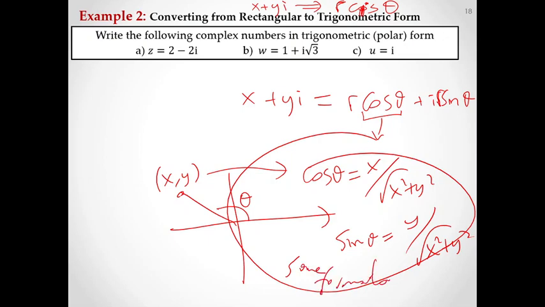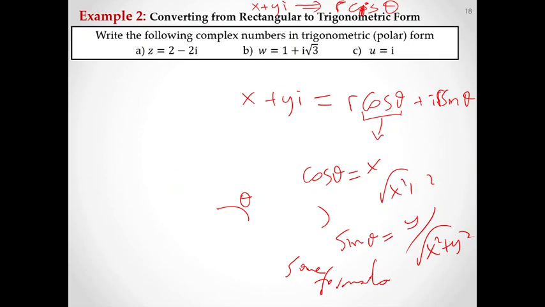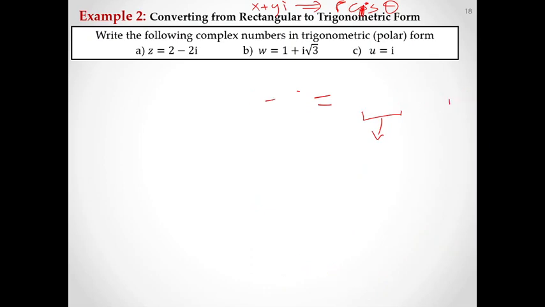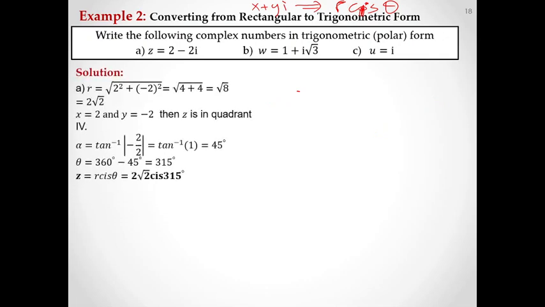So we did that for the terminal side. You can do the same thing for x plus yi. There's nothing wrong here. We are doing the same thing under different notations. Let's see how it is done. Let's follow the slide. So it says, first I find the r.